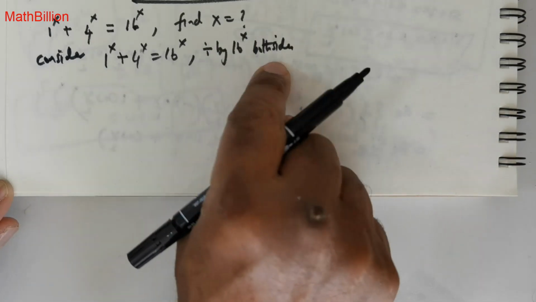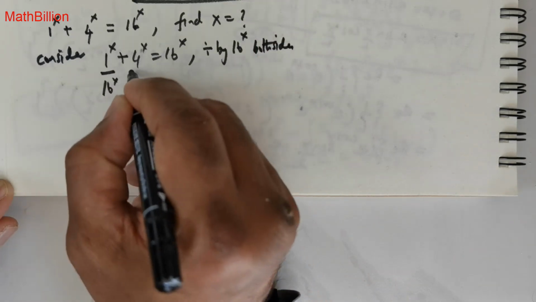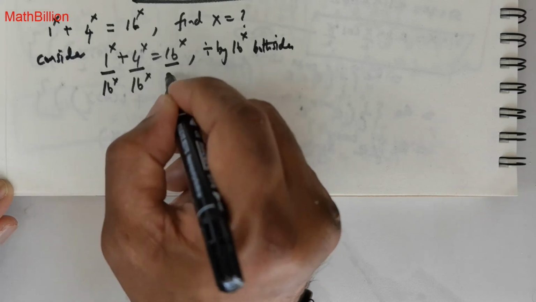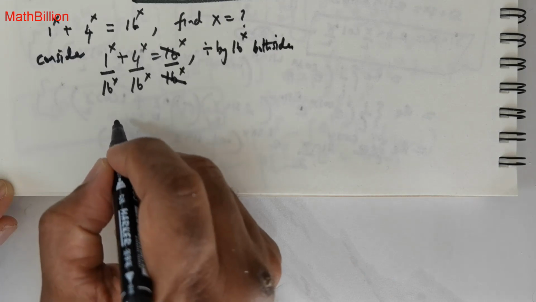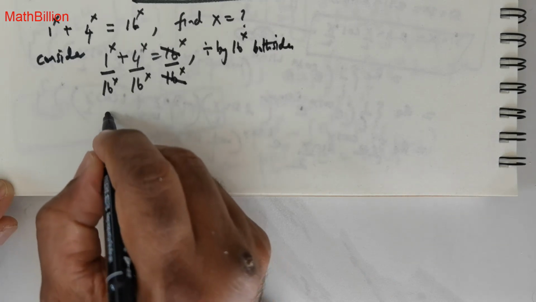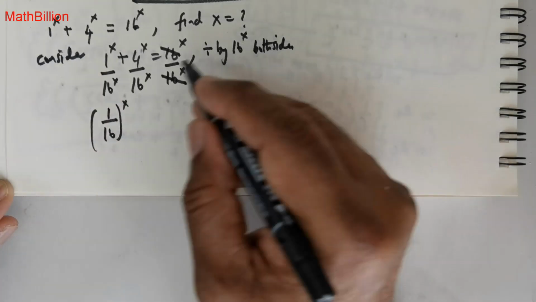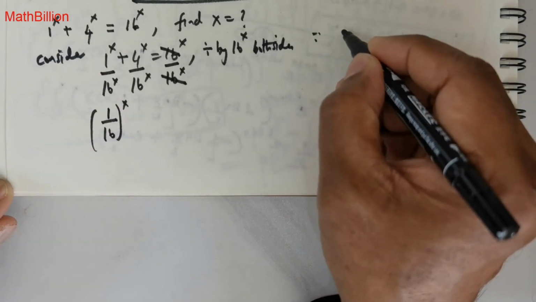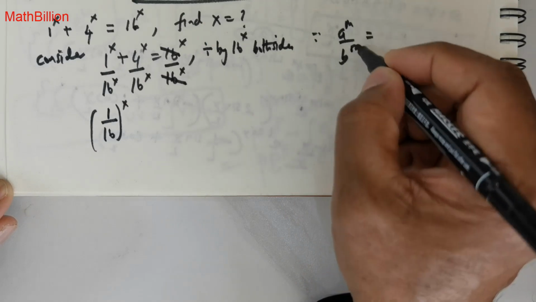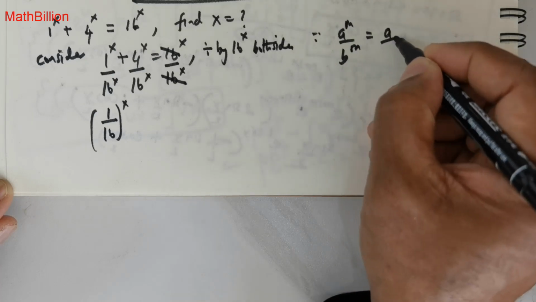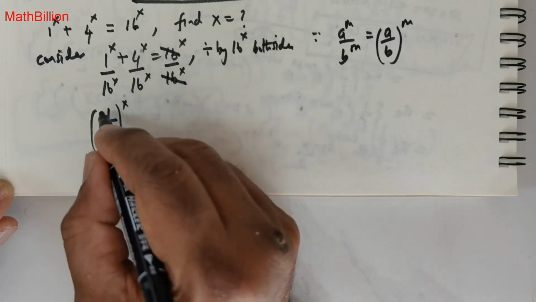You will have to write this statement. And this is going to give me 16 raised to the power of x divided by 16 raised to the power of x. Now clearly this and this get cancelled. This is going to give me 1 over 16 raised to the power of x. How am I able to write this? Because if I have a raised to the power of m divided by b raised to the power of m, if the exponents are the same, I can rewrite this as a over b, the whole raised to the power of m. That's why I'm able to get this.